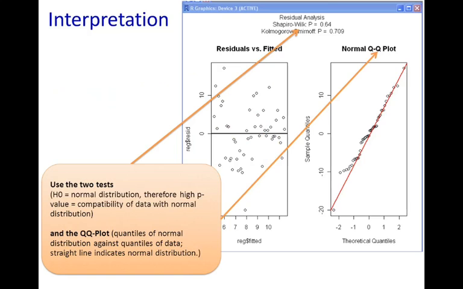Then there are other means of assessing normality. So the two tests we have discussed with the null hypothesis of normal distribution, where you want a high p-value, meaning that your data is actually compatible with the normal assumption. The QQ plot, quantile plot, no details here. If the values lie more or less on a line, then you are fine with normality.